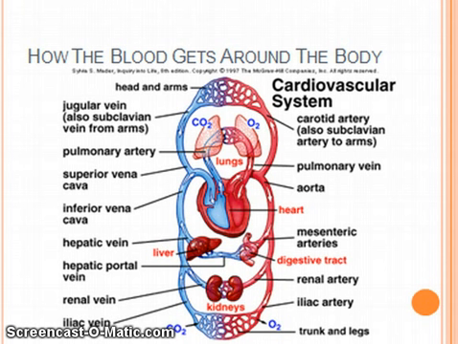From the right atrium, the red blood cell will travel through the tricuspid valve and into the right ventricle. From the right ventricle, it will get pumped to the lungs. To get to the lungs, it will have to go through the pulmonary valve. And once it's through that valve, it will travel through the pulmonary artery.